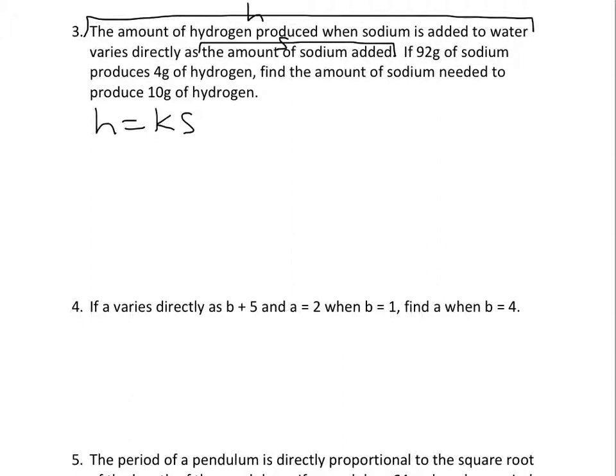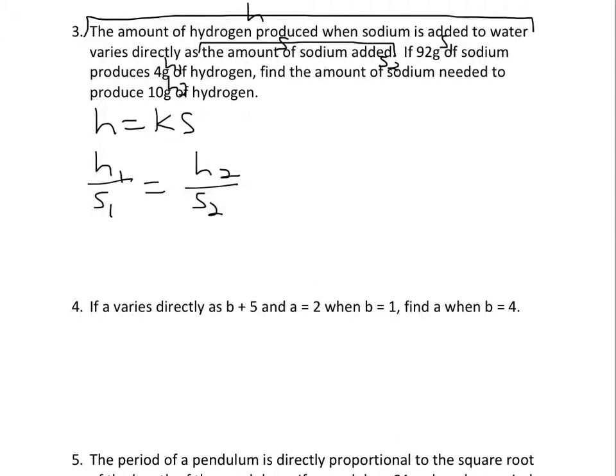Okay, we'll solve this with the, let's say, the proportion method. Okay, so let's get K by itself. So we've got H1 over S1 equals H2 over S2 when you solve for K. Alright, so we can plug all this stuff in. We've got an S here, right? 92 grams of sodium, so that could be S1, produces 4 grams of hydrogen. 10 grams of hydrogen could be H2, and the amount of sodium needed, so what we're looking for, is S2. So that tells us pretty easily what we need to plug in.